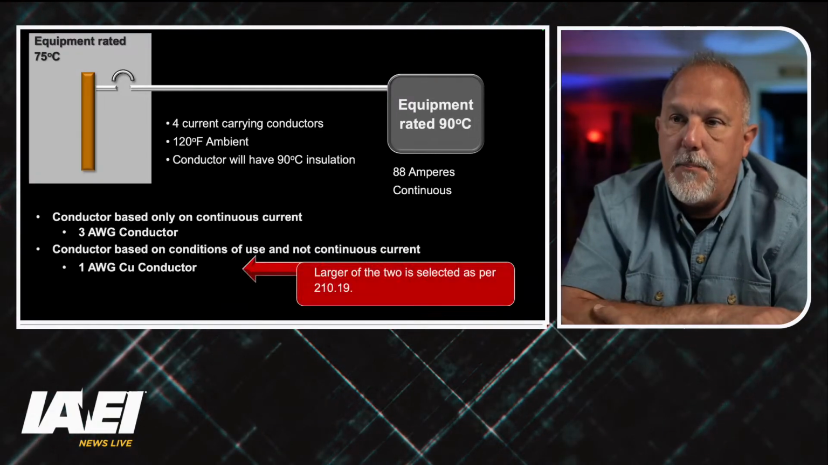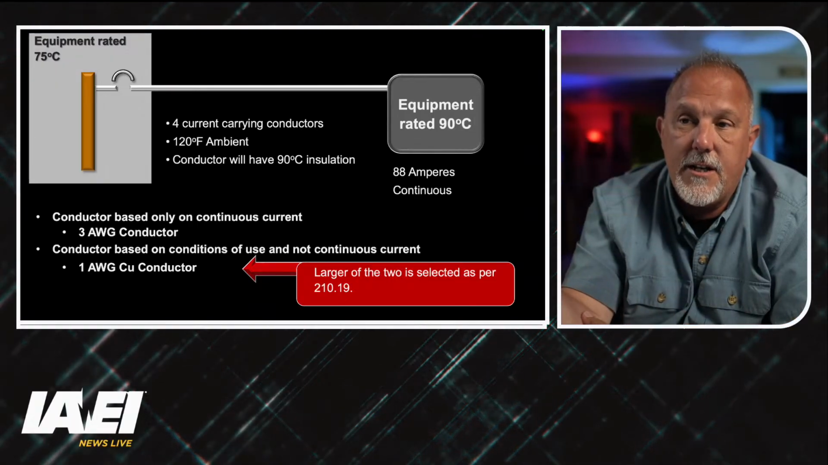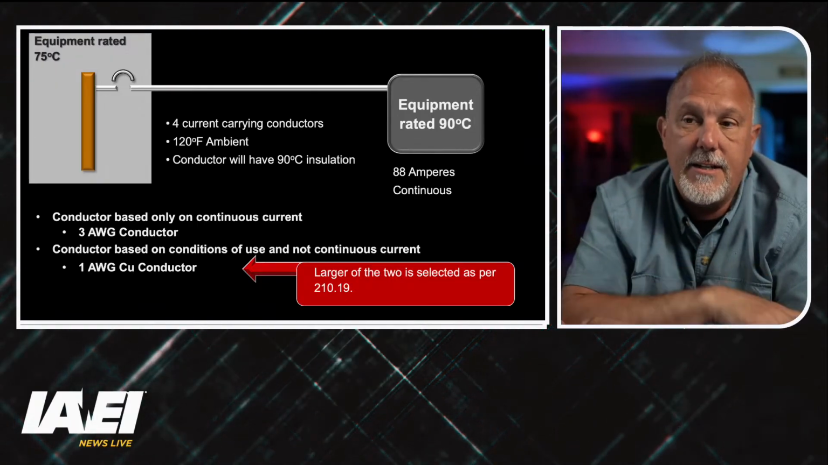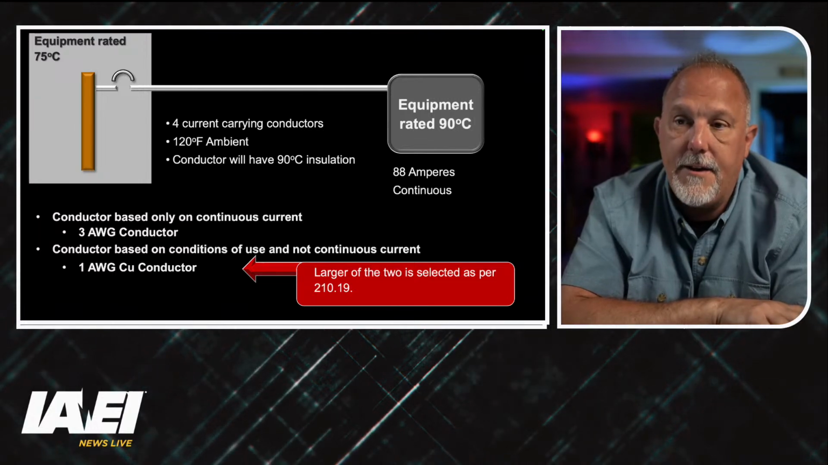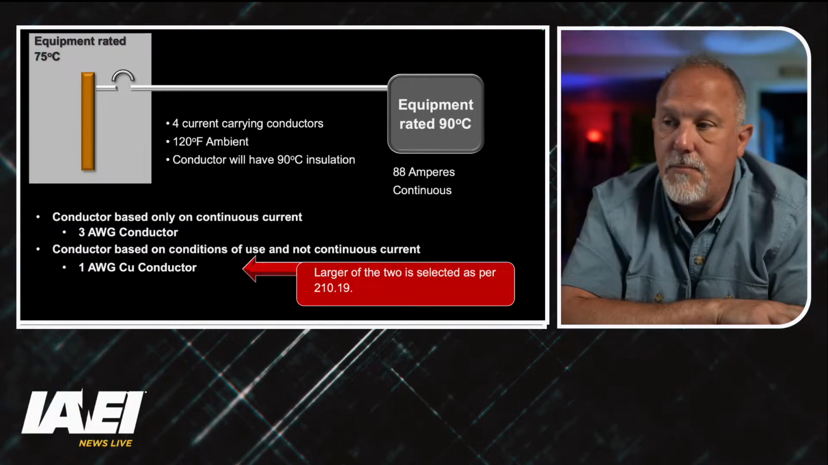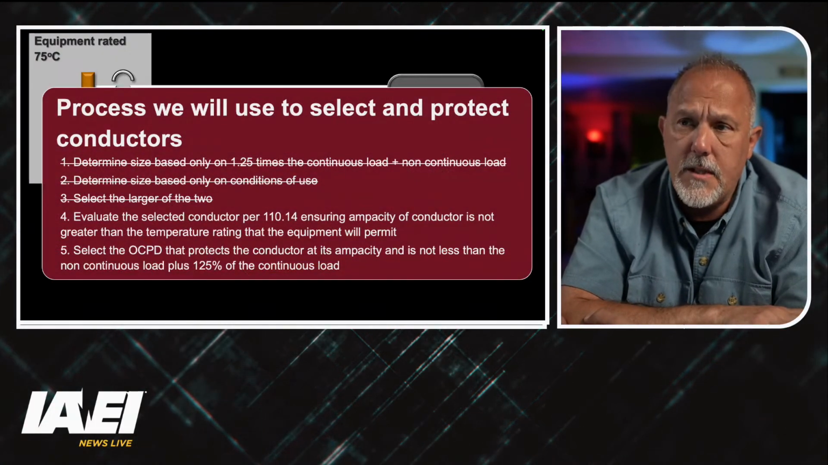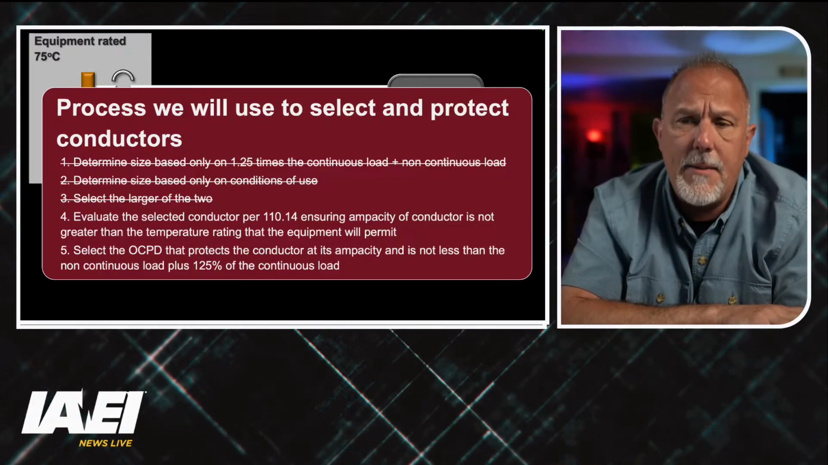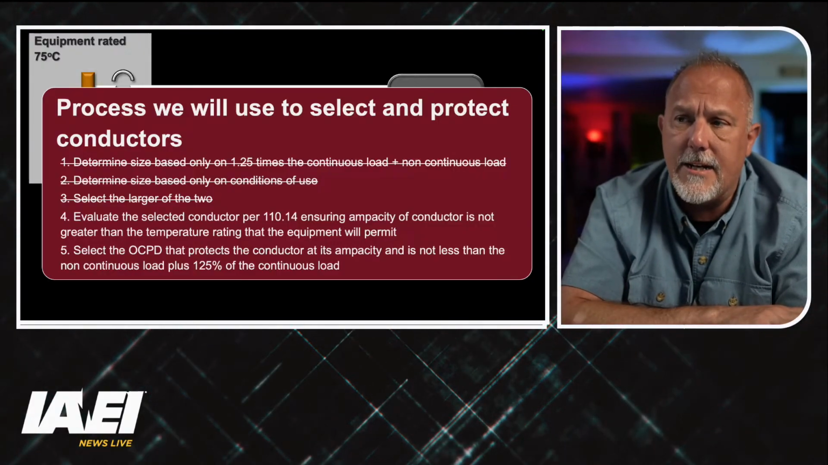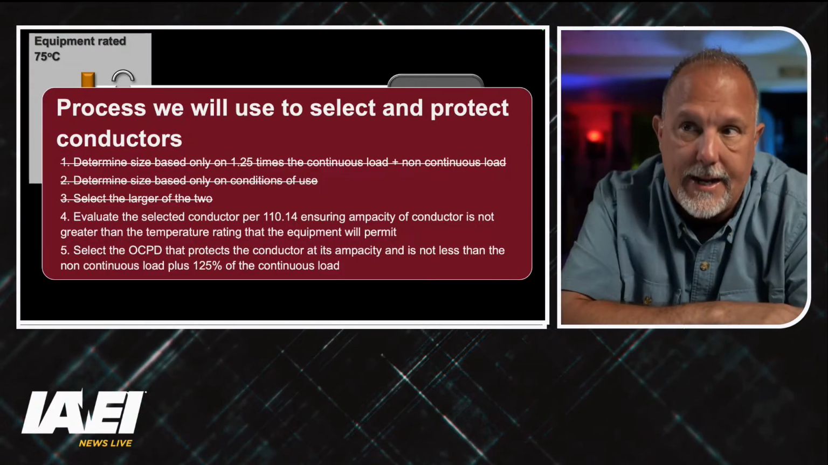And then I have to pick the larger of the two. So in the first calculation, I did a 3 gauge. In the second calculation, I did a 1 gauge. So now I am at a 1 gauge conductor. The larger of the two is 210.19, the 1 gauge. So now I've done 1, 2, and 3. Now I'm at step 4. Evaluate the selected conductor for the equipment within which I'm terminating at.